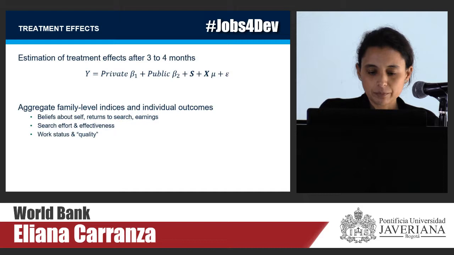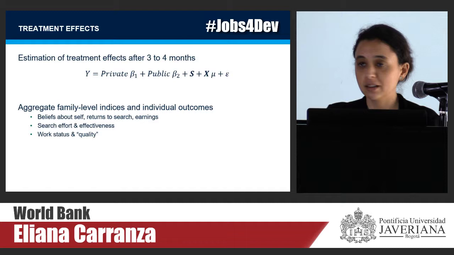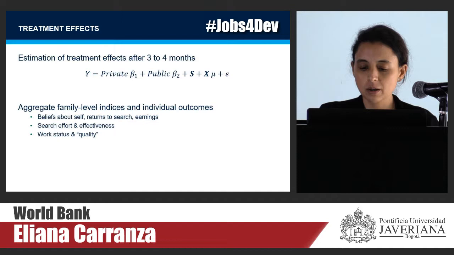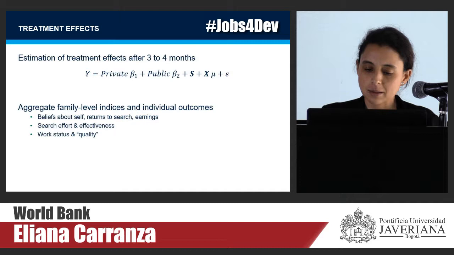So we obtained treatment effects after 3 to 4 months by estimating the equation I present on the screen. Y, as usual, is the outcome indicator. The private and public variables there are the treatment assignments. S will be the randomization block fixed effects. We include covariates, and standard errors will be clustered at the treatment day level.